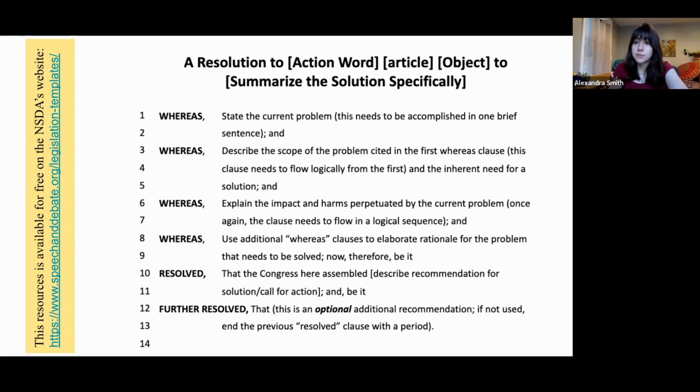Then that resolved clause would be something along the lines of that the Congress here assembled negotiate on behalf of the US Marines, Navy, apologies, Navy, in order to ascertain and decommission the USS Pueblo. Further resolved that the US trades something with North Korea in order to receive this ship. So that would be an example.